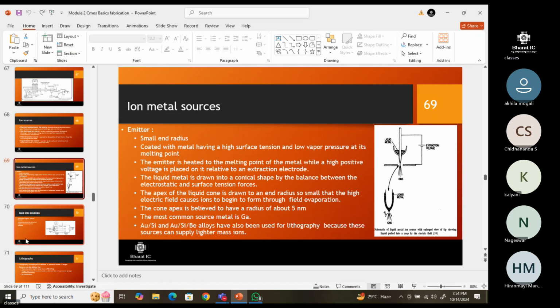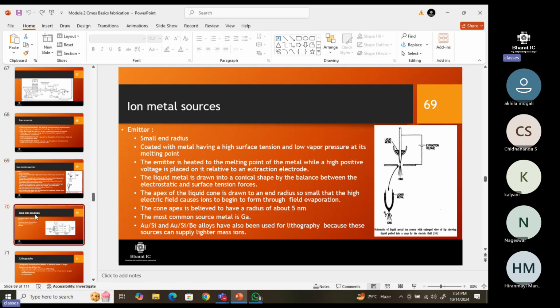This is the image of that one: the conical shape apex, the heater, and the extraction electrode which produces the high voltage charges. This is the zoomed-in image, showing how that cone forms and how the ions come out.